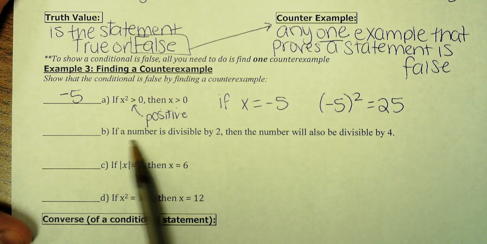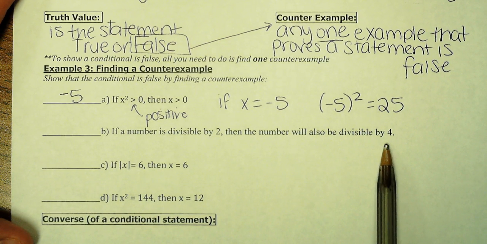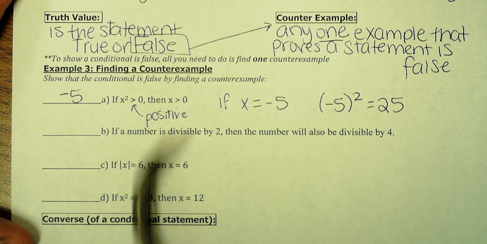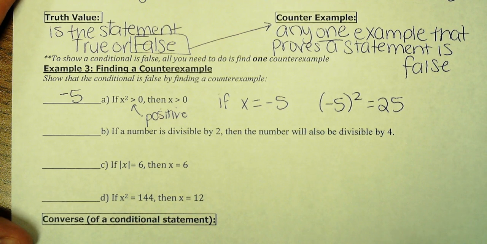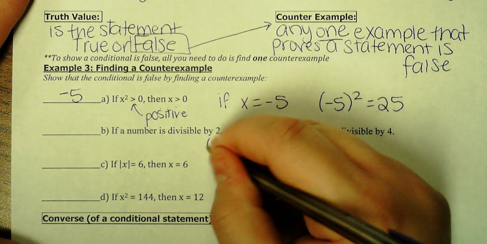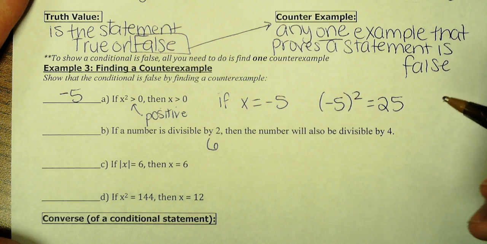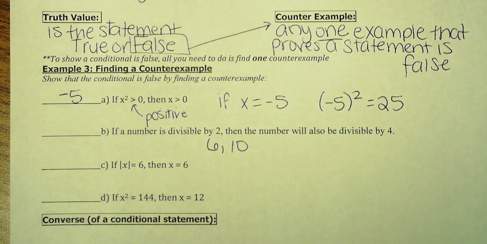This says if a number is divisible by 2, the number will also be divisible by 4. So the condition is the number is divisible by 2, then it's automatically divisible by 4. So to get a counterexample here, you want to think of a number that's divisible by 2, because that meets the condition, but not divisible by 4. Just like the last problem, lots of different examples here. You actually only need to come up with one. But for example, 6 is divisible by 2, but 4 doesn't divide evenly into it. 10 is divisible by 2, but 4 doesn't divide evenly into it.